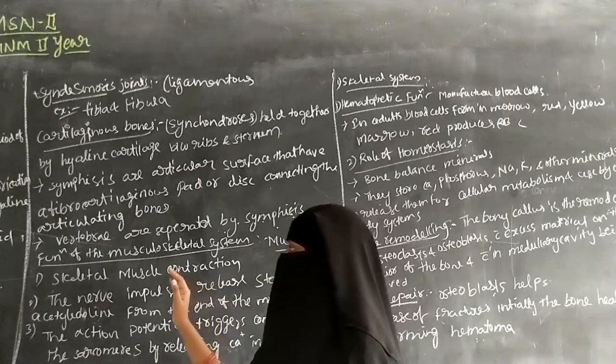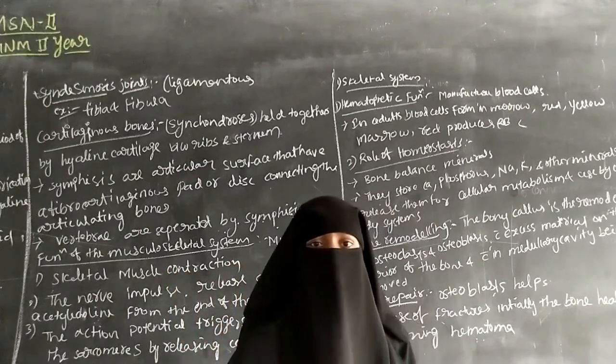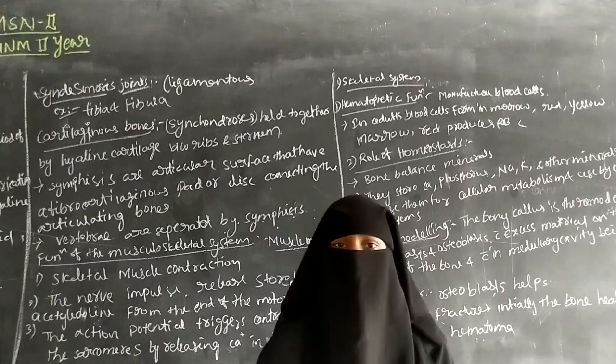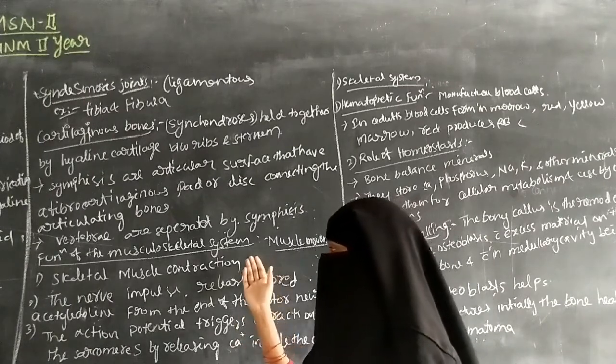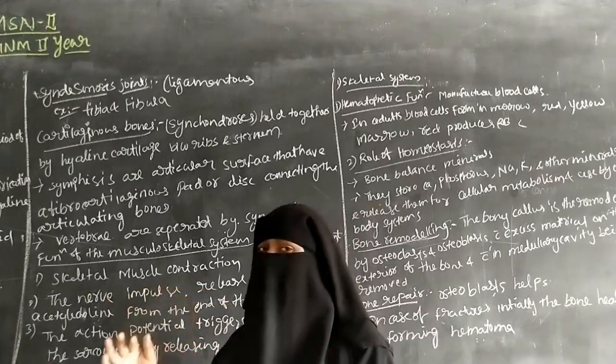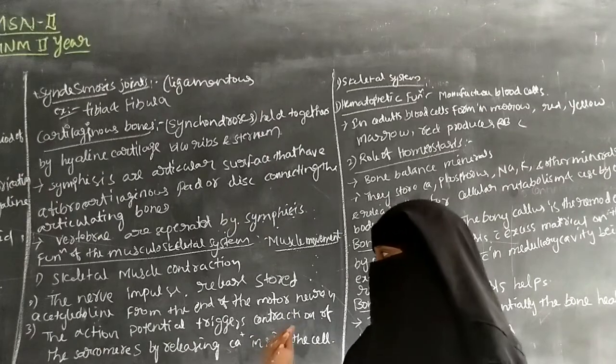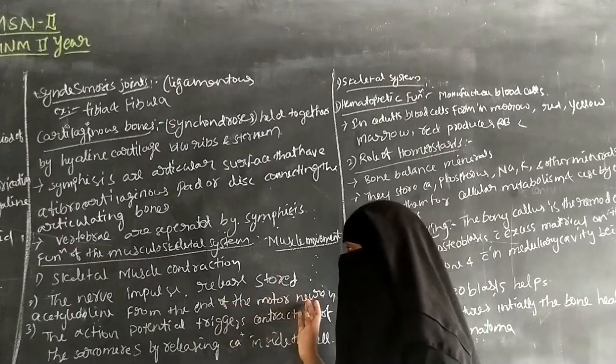So the main function includes skeletal muscle contraction. Because of the contraction, the muscles can produce heat and movement, and there are nerve impulses. Acetylcholine is a neurotransmitter that sends the impulses, and because of these impulses, movement can occur.